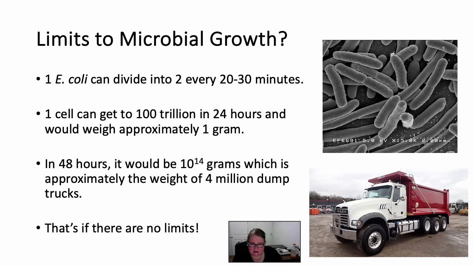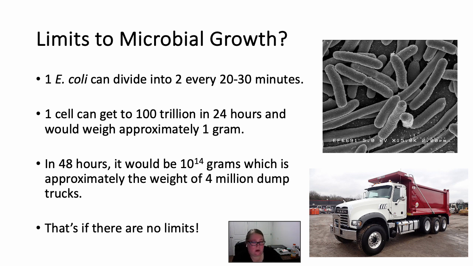So let's think about a scenario. We have ideal conditions, no limits on bacterial growth. What do we see? One E. coli bacteria cell can divide into 2 every 20 to 30 minutes. If we use the 30 minutes, the longer generation time, we can go through 2 cell divisions in an hour. A whole day is 24 hours, so that means we can go through 48 generations of E. coli in a day.